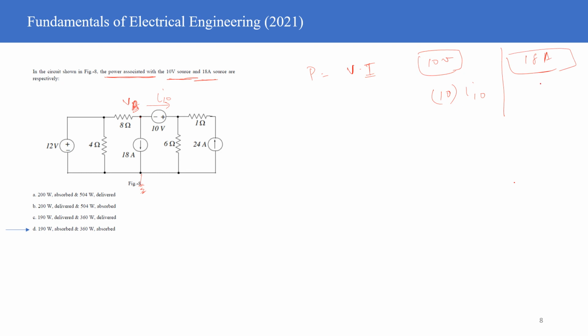This is the power. What is the power for 18 ampere? It's the potential VA minus VB potential into 18. So is this correct, guys? This is how you will find it, right? You just take the voltage, you take the current, you multiply them together, and then you figure out the power, right?